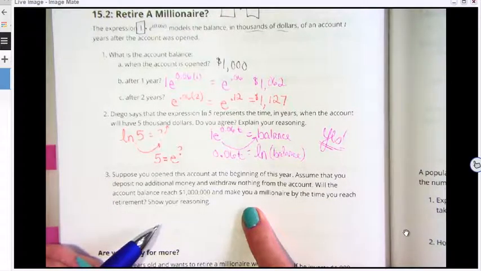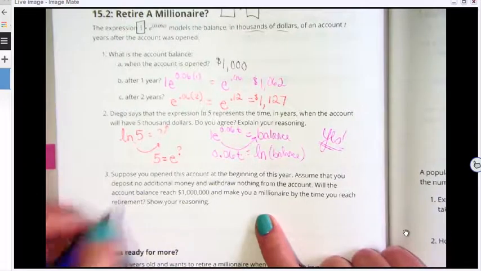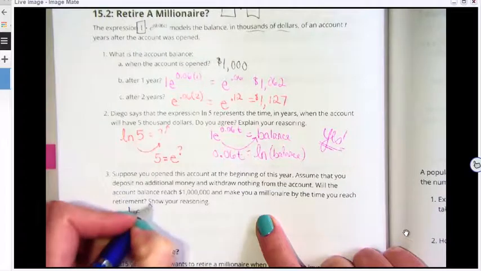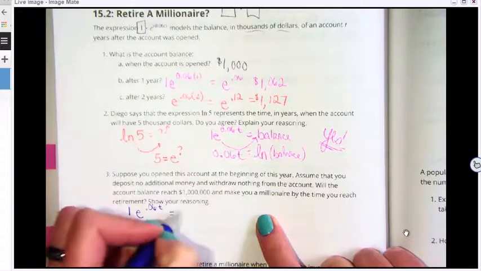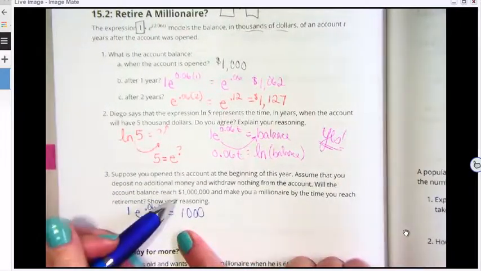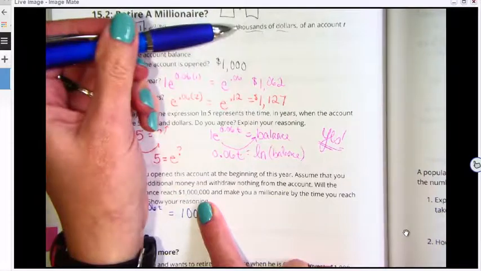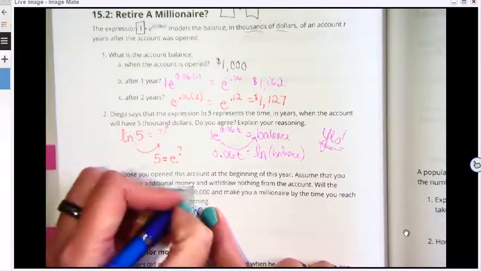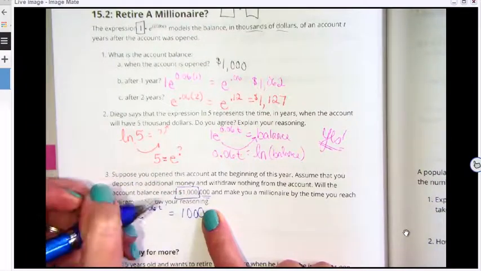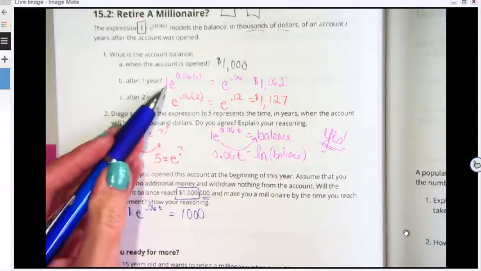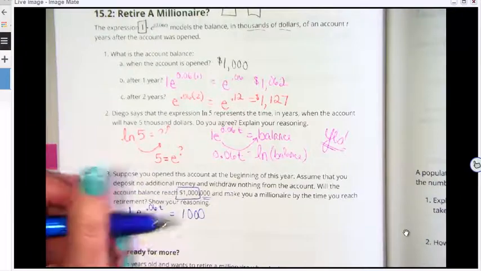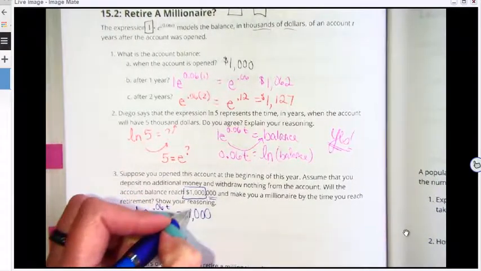We need to know a couple things. We need to know when this function is going to reach a value of 1,000. Now notice I'm putting in 1,000 because remember our account is already in thousands of dollars. So if we put in 5, it would be 5,000. We put in 1 at our beginning, we had 1,000 to begin with. So we would just need it to equal 1,000. Watch the units that we have.